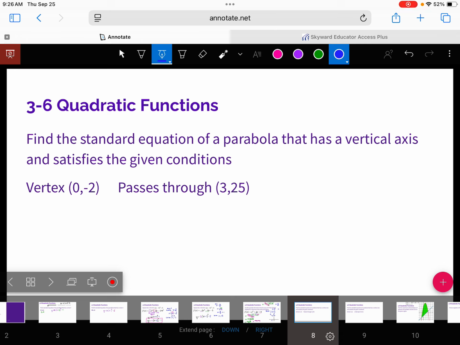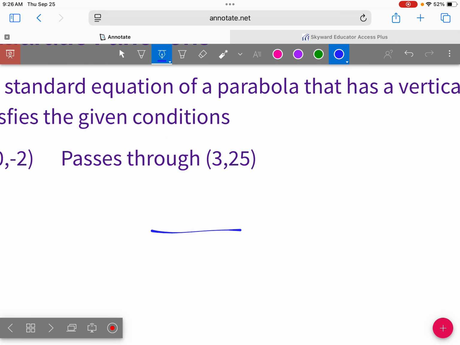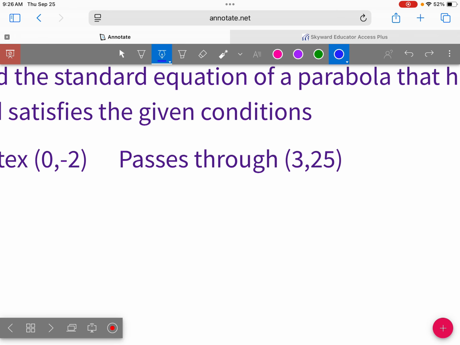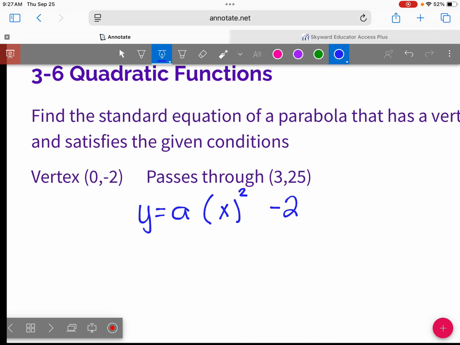So for any equation for a parabola that has a vertex at 0, -2, we actually kind of did that one already. That would be the very second one we did, where we have our y equals a, and you can put your x minus 0, or we could just put our x squared minus 2. That would be any equation that has a vertex at 0, -2.